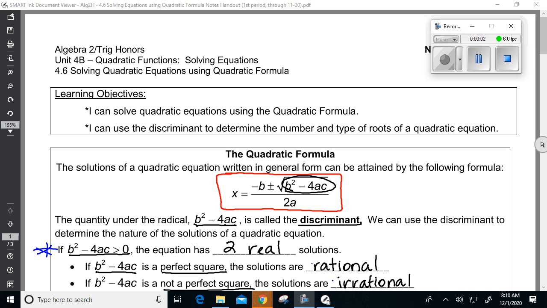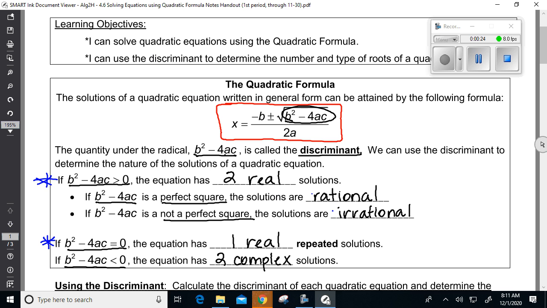So yesterday, we dealt with the quadratic formula. Negative b plus or minus the square root of b squared minus 4ac, all over 2a. So the big thing is the quadratic formula. We use it to find the x values, find the x-intercepts, etc.